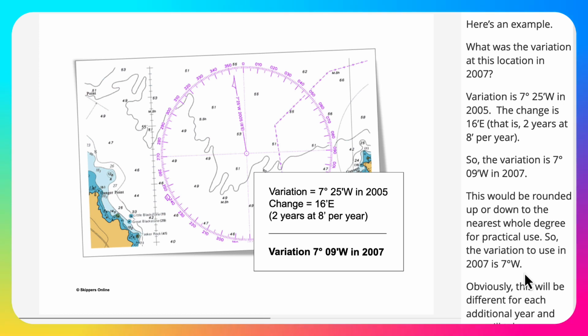This would be rounded up or down to the nearest whole degree for practical use. So the variation to use in 2007 is 7 degrees west. Obviously, this will be different for each additional year, and you will take account of the date when calculating the change in variation.